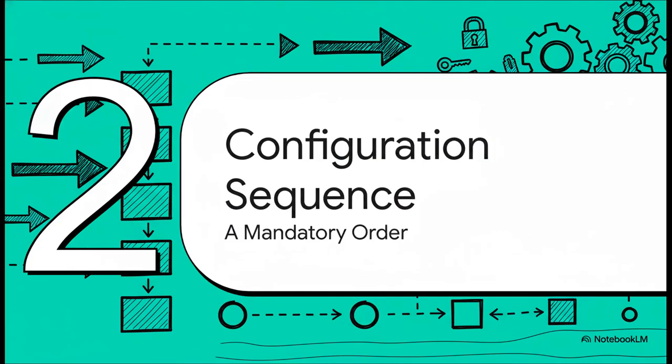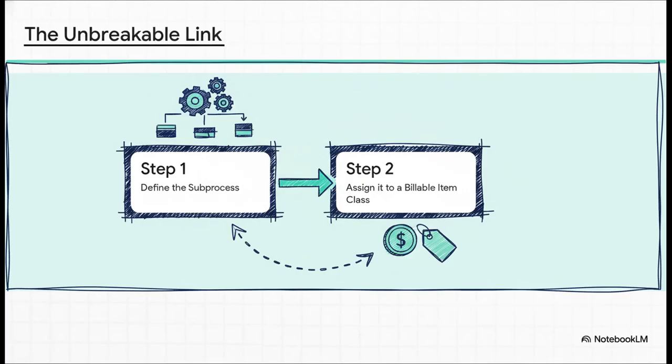Understanding the idea is one thing, but actually making it work in SAP is another. And here's where people can get tripped up. There is a mandatory, absolutely critical order of operations. You can't just configure these things whenever you want. You have to follow a very strict sequence. And this brings us to what I call the unbreakable link. It's a two-step process, and there's no way around it. Step one, you must define the subprocess itself. Create the rule. Only after that rule exists can you do step two. Assign that rule to a billable item class, which is just the technical home for your charges. You cannot do this the other way around.